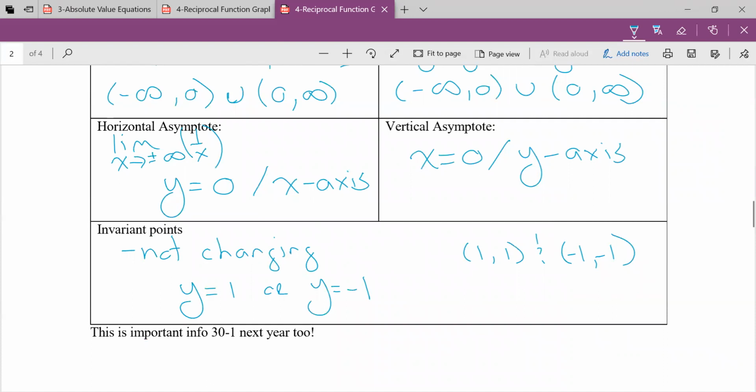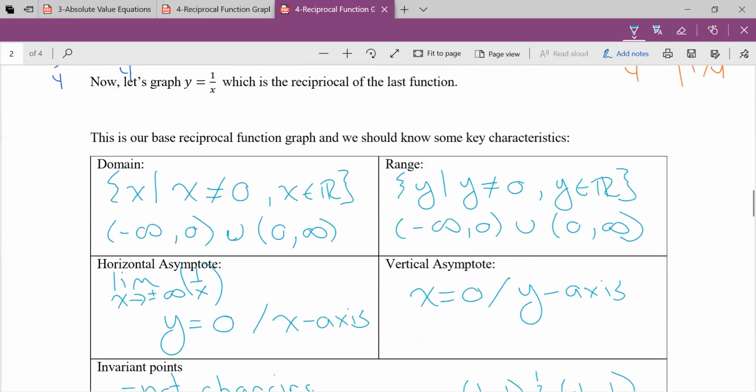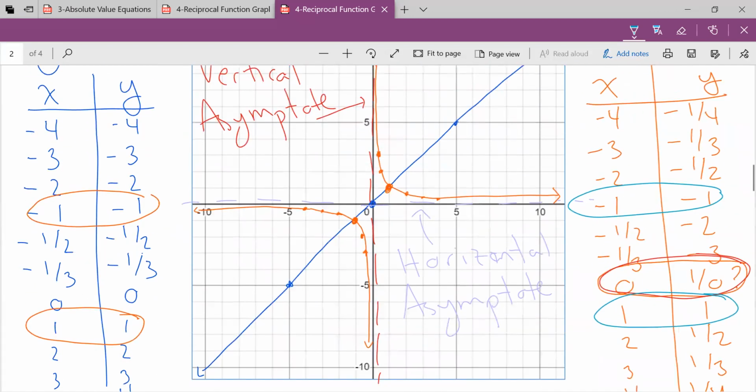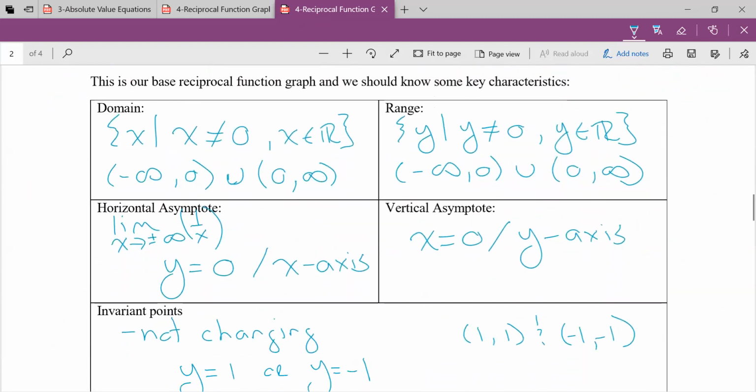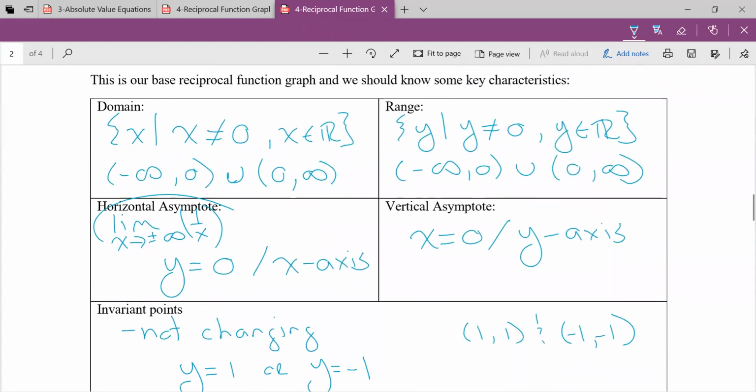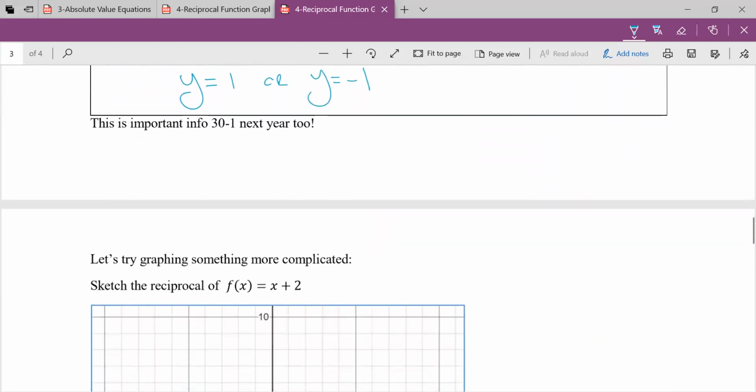Now, this is super important for next year. Again, it's not super important, I don't know, but you're going to spend a few lessons on it in 30-1 for sure. So we want to know the basics of what this graph looks like and where it came from. And like I said, if you're going to go into calculus, you're going to start talking about limits. Just a little preview for you.